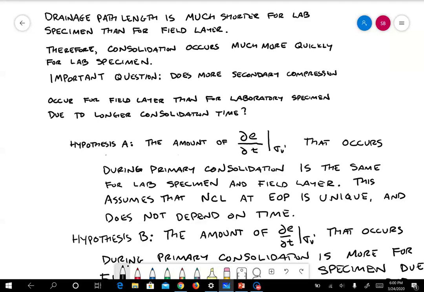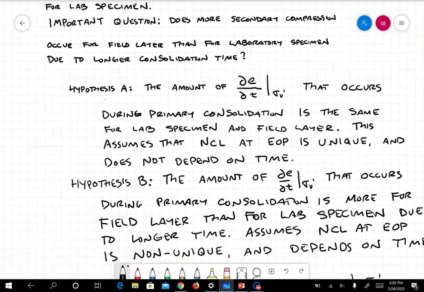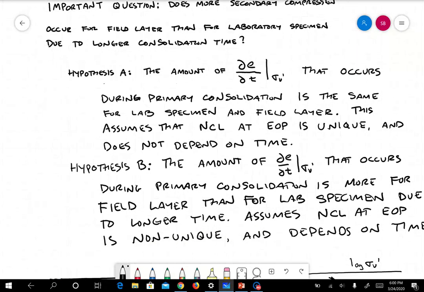So there are two hypotheses here that bound the range of possible behaviors. Hypothesis A is that the amount of dE dt at constant sigma v prime that occurs during primary consolidation is the exact same for a lab specimen and for a field layer. So even though the field layer may take 30 years to consolidate, whereas the lab specimen might take 30 minutes, the dE dt at constant sigma v prime for those two soils will be the same.